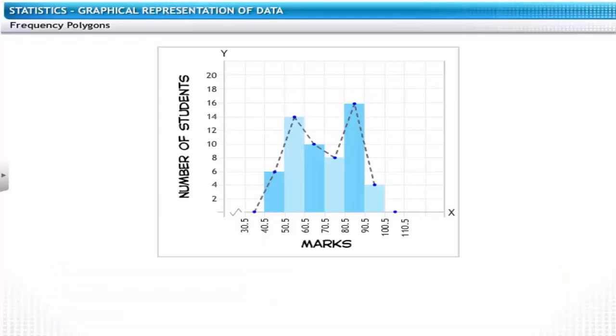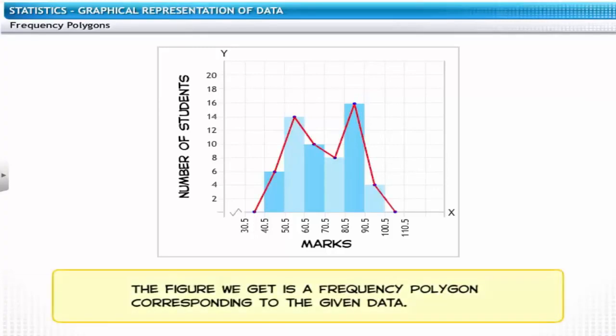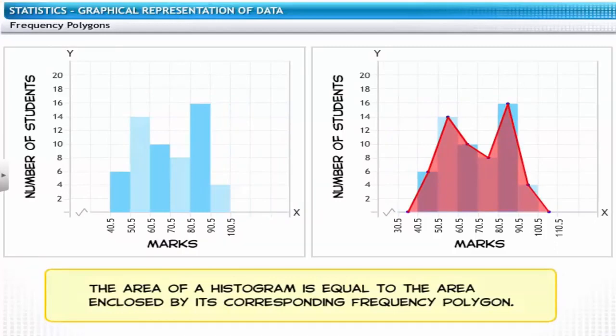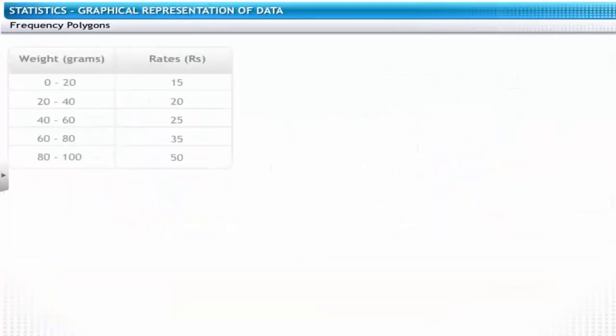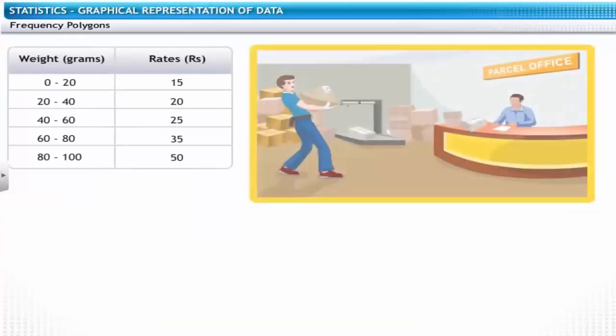Now join the upper midpoint of the first rectangle to the midpoint of the new class interval marked before it. Similarly, join the upper midpoint of the last rectangle with the midpoint of the new class marked after it. What do you get? The figure we get is known as a frequency polygon, corresponding to the given data. The area of a histogram is equal to the area enclosed by its corresponding frequency polygon.